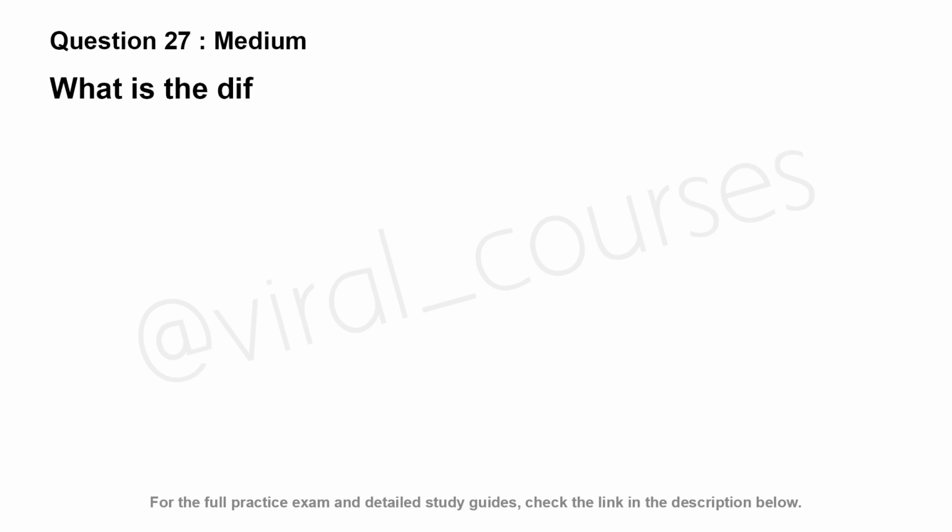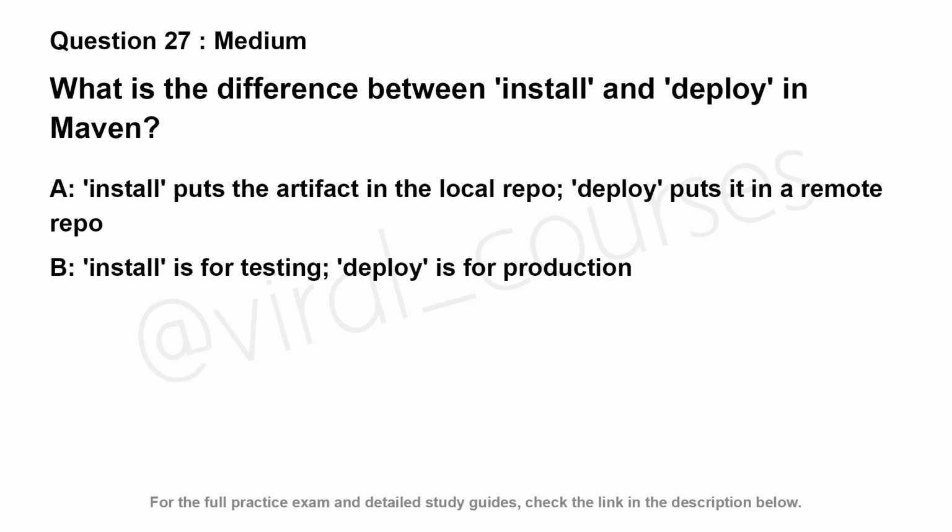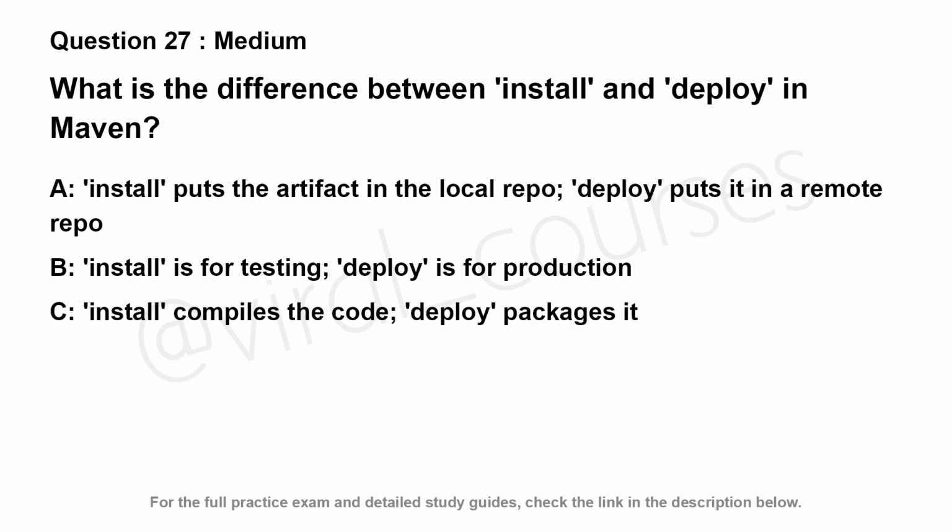What is the difference between install and deploy in Maven? Option A. Install puts the artifact in the local repo. Deploy puts it in a remote repo. Option B. Install is for testing. Deploy is for production. Option C. Install compiles the code. Deploy packages it. Option D. There is no difference.